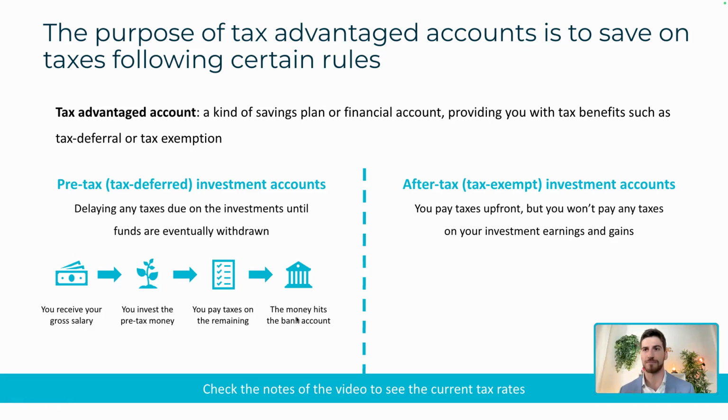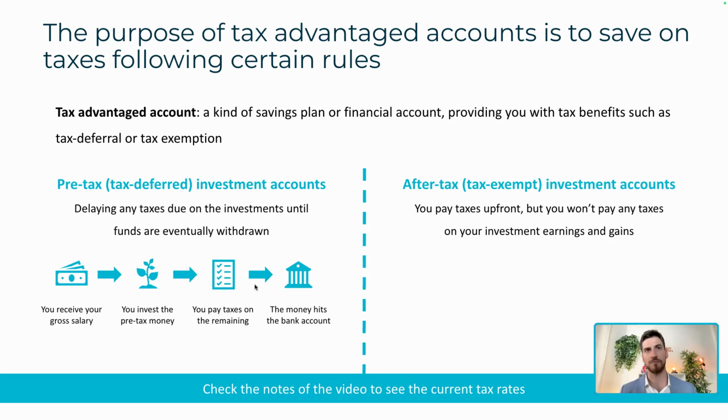So the example here is, if I make £100,000 and then I invest £20,000, now I'm going to pay taxes only on the remaining £80,000. Let's simplify and say that on this £80,000, I pay £30,000 in taxes. Then I have £50,000 hitting my bank account, okay?